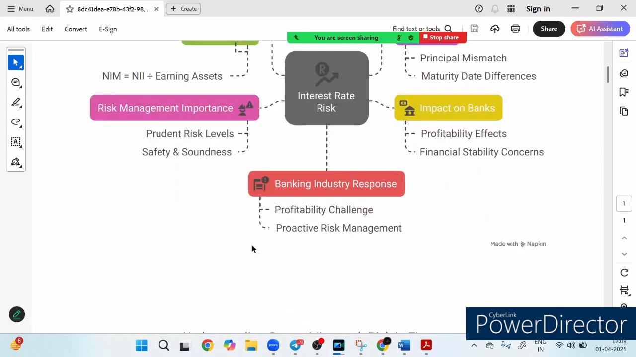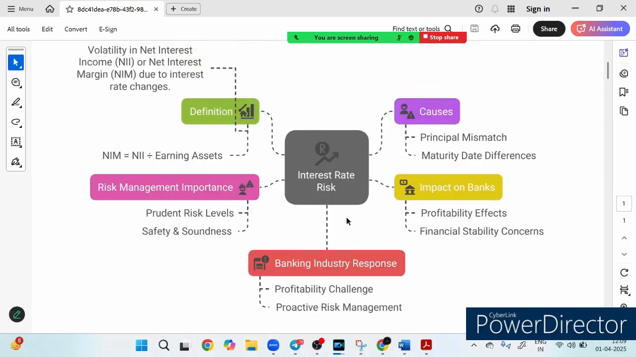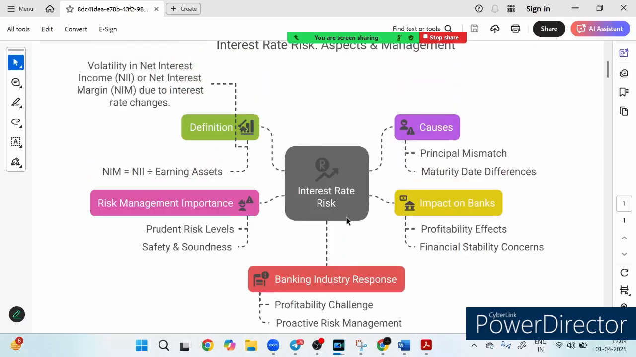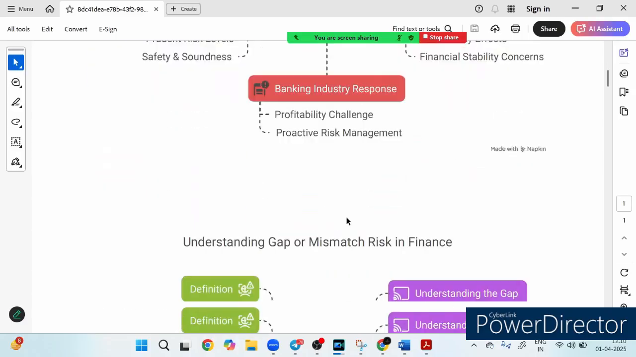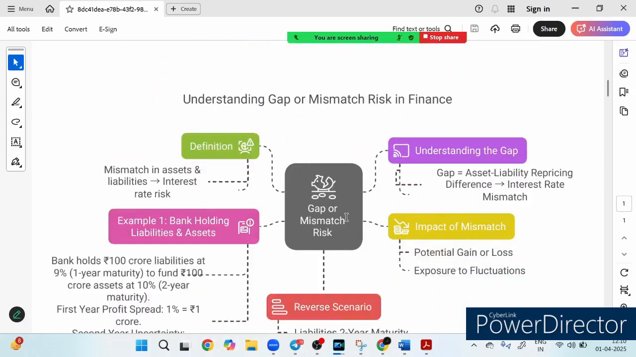So you can see the banking industry's response. It is a profitability challenge, but banks tackle it with proactive risk management, right, to stay ahead. So the big question is, how can a bank minimize this risk? Let's answer it. We will track the answer to this question in the upcoming slide.